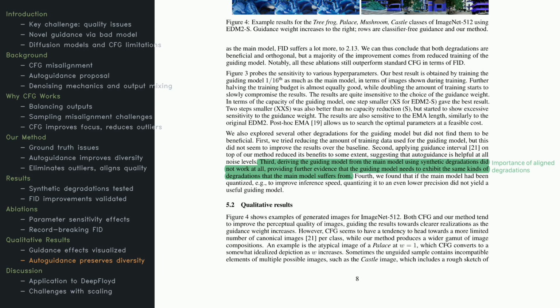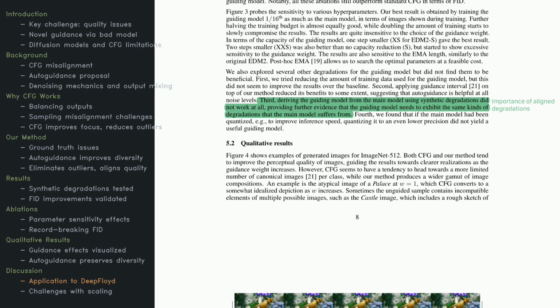They also compare CFG versus autoguidance on real-world images. CFG can produce more canonical, but less varied results, whereas autoguidance keeps the nuances. For instance, a building scene stays richer in detail under autoguidance, rather than collapsing into a simplified structure.